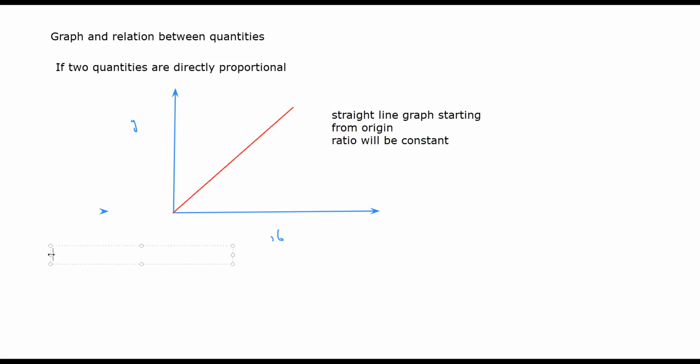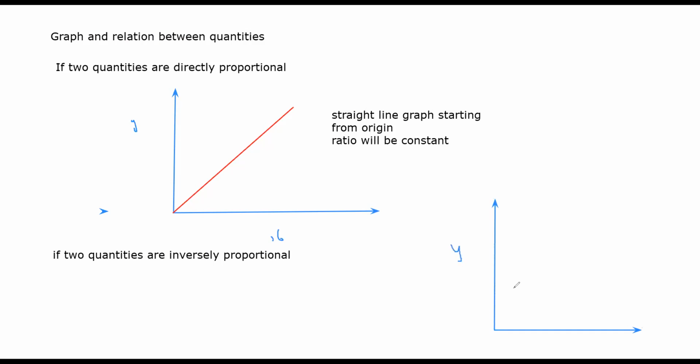But if two quantities are inversely proportional, then the graph between the two quantities will be a curve, and the product should be constant. So the product of the two quantities will be constant, and it will be curved, so you can identify they are inversely proportional to each other.